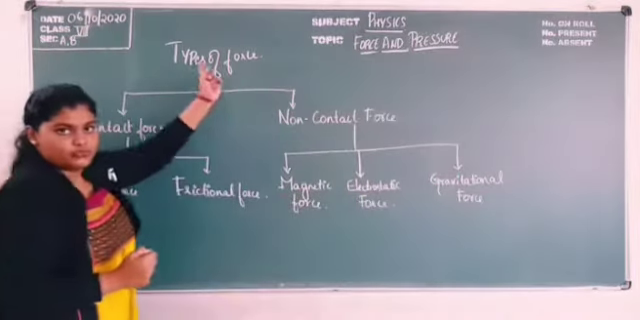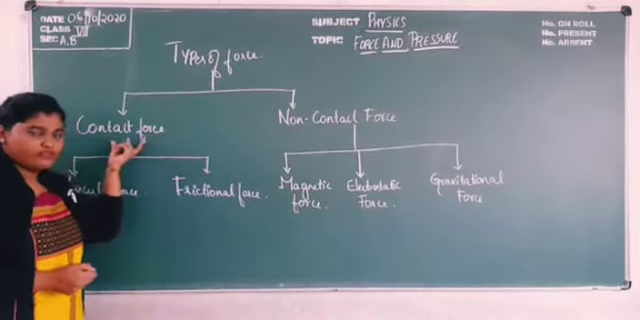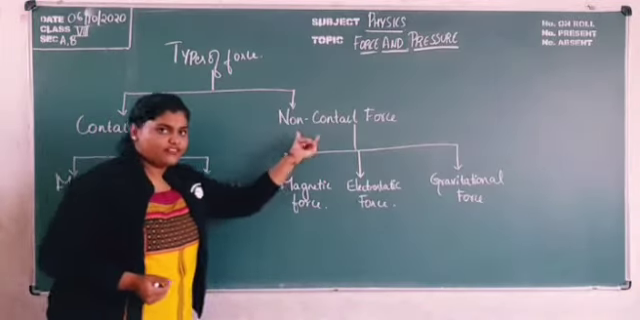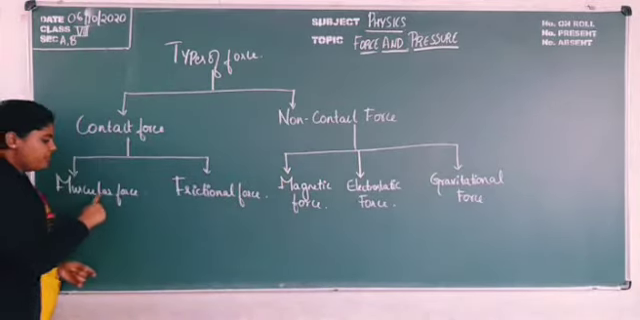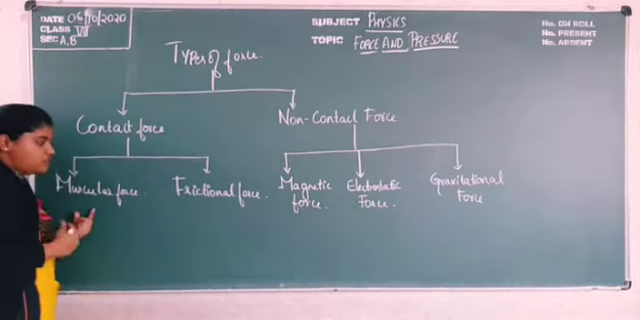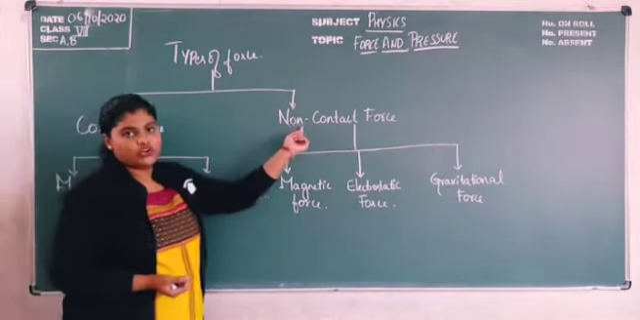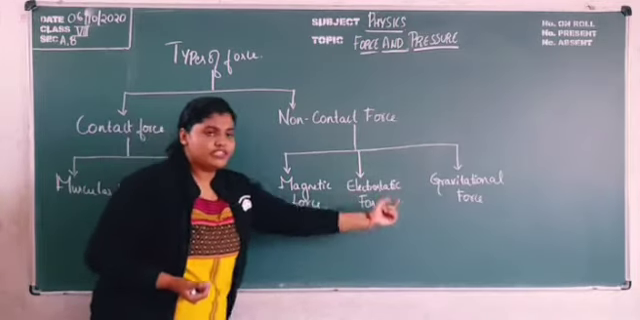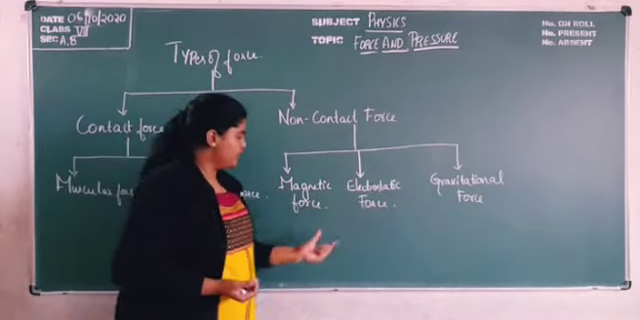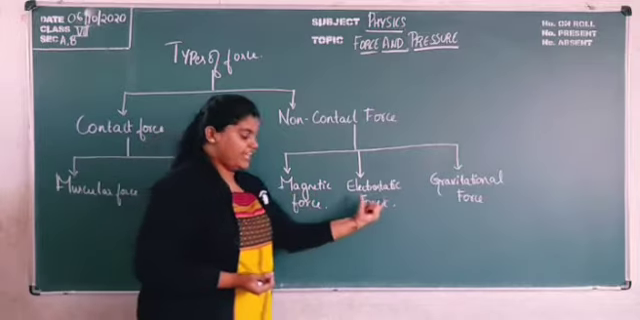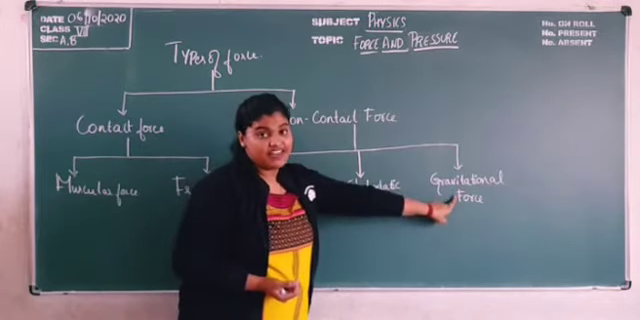So, we have two types of forces. One is contact force, the other one is non-contact force. Under contact force, we have two types. One is muscular force and another one is frictional force. And under non-contact force, we have three types, that is magnetic force, electrostatic force and gravitational force.